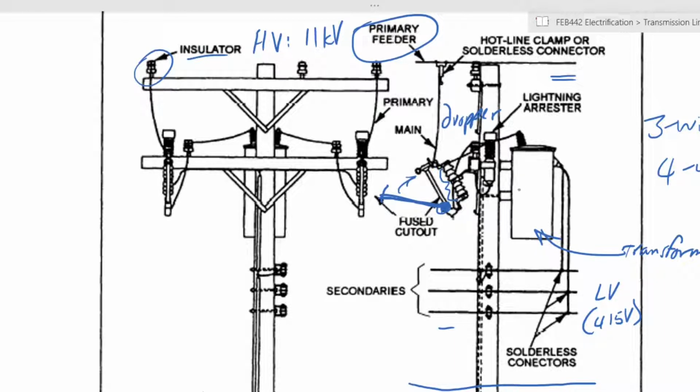A pole-mounted transformer usually would be a 3-phase transformer, but in certain areas, like in rural areas, you can find single-phase transformers. But generally in densely populated areas, such as urban areas, you will have 3-phase transformers that are mounted on the poles, and you will always find them mounted above the secondaries.